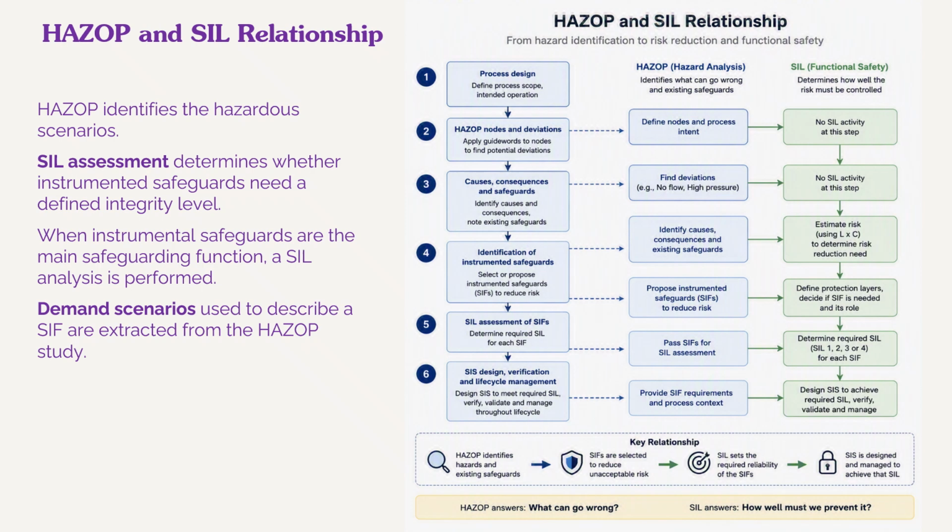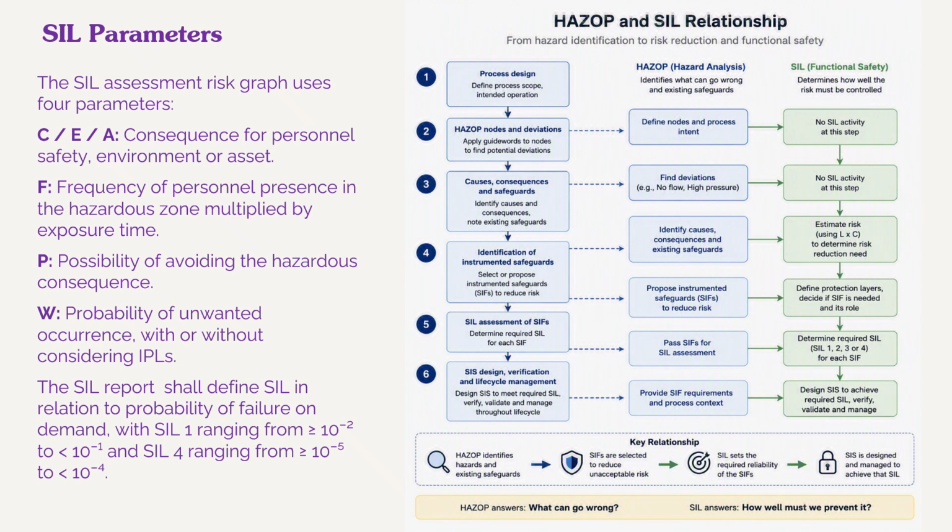In simple terms, HAZOP identifies what can go wrong, while SIL determines how reliable a critical instrumented safeguard must be to prevent or mitigate the hazardous event. Without HAZOP, there is no clear basis for defining the required safety functions. One common approach to SIL determination uses a risk graph.